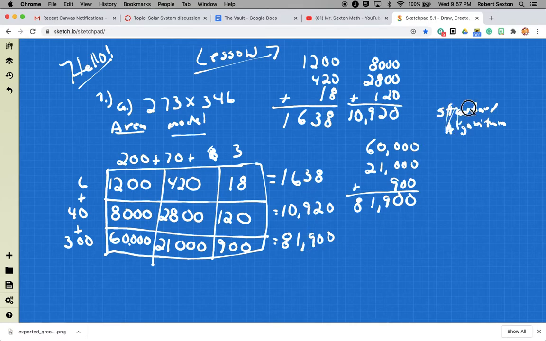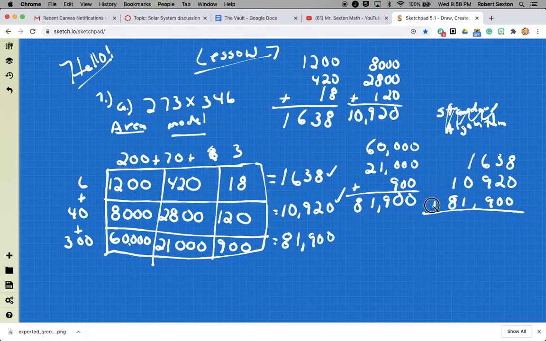I don't think we're going to get standard algorithm on this page. I'm going to need the room right here. I've got 1,638 plus, that's this one, plus 10,920. That's this one. Then, oh geesh, 81,900. Yikes. Okay, let's add it up.